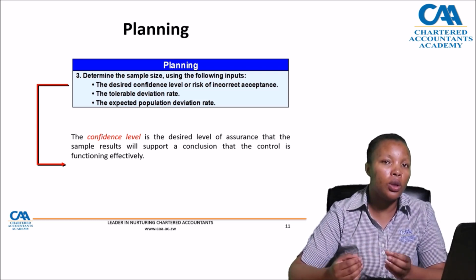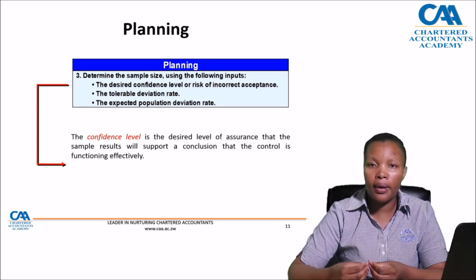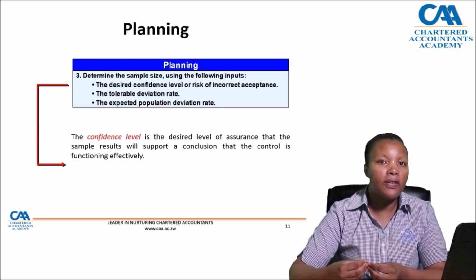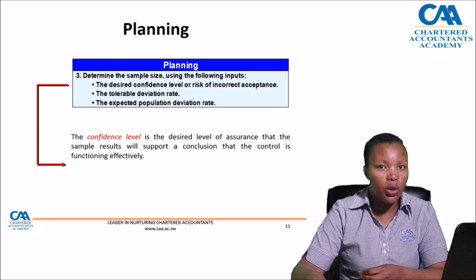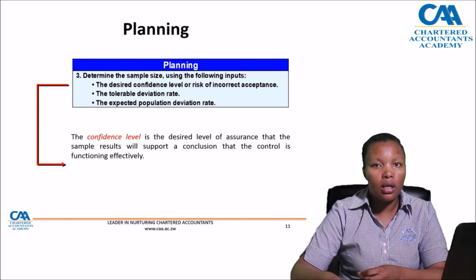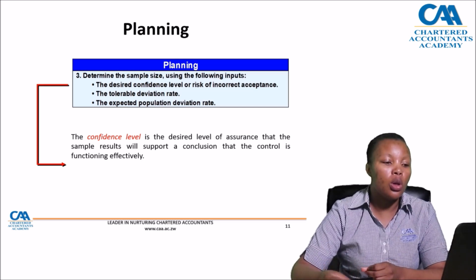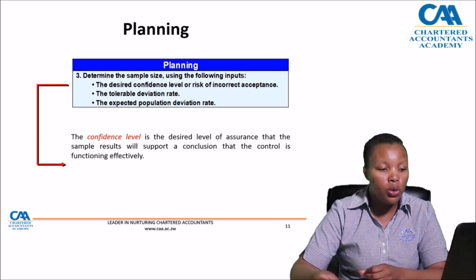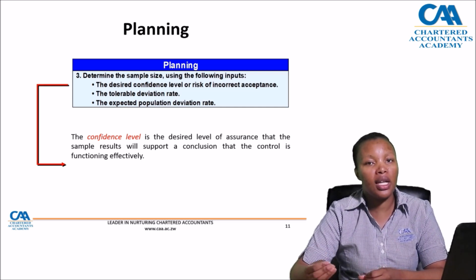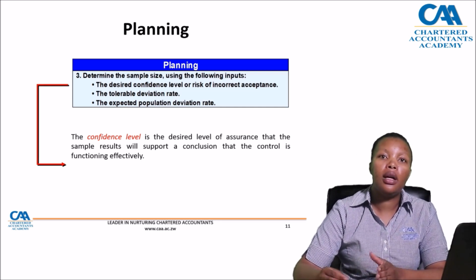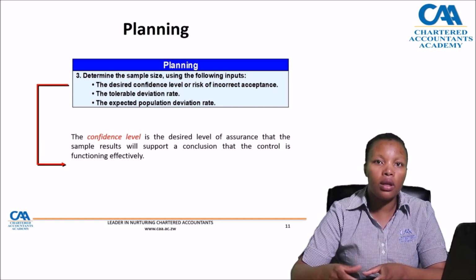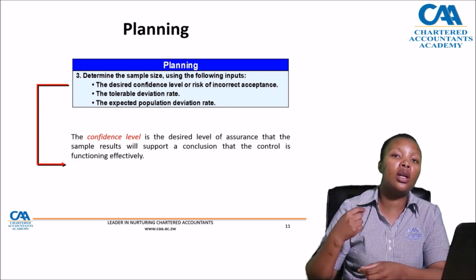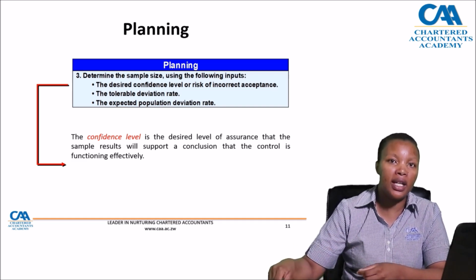And as I said earlier, we defined this in part 1. We defined our confidence level as the desired level of assurance that the results from the test of control will support a conclusion that the control is functioning effectively. So the auditor could set their desired level at a high level if they're going to then conclude that the controls are working effectively.